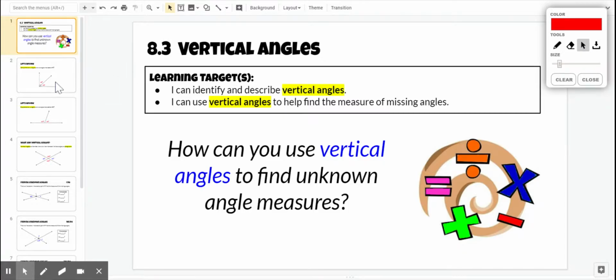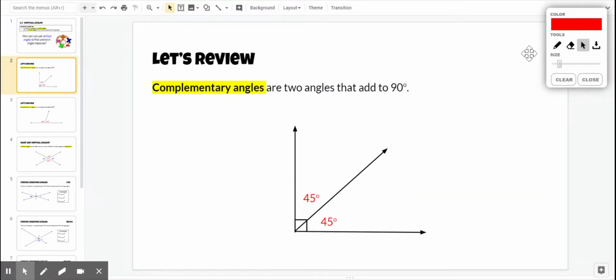Before we dig into vertical angles, let's do a quick review of complementary and supplementary angles. This is the angle relationship work that we did last week. You'll remember that complementary angles are two angles that add up to 90 degrees. So in a complementary angle, the two angles add up to 90. So here we have 45 plus 45 would give us our 90.